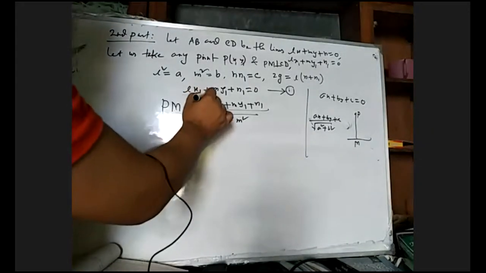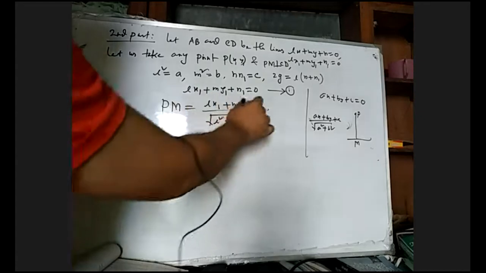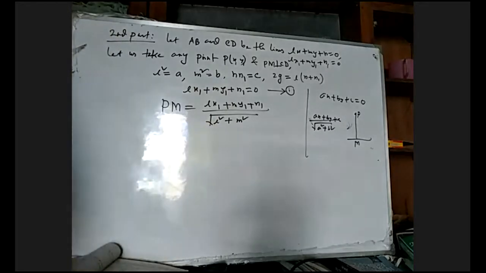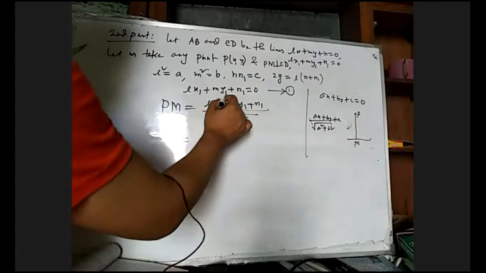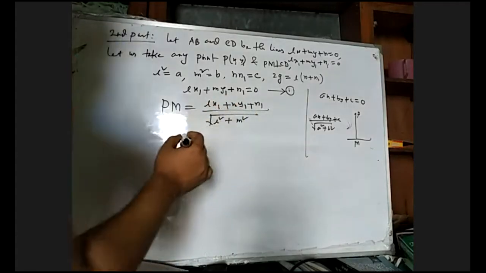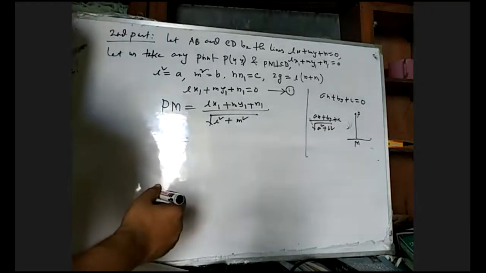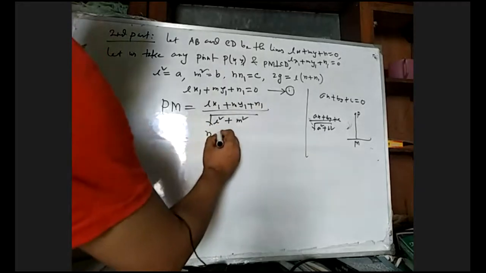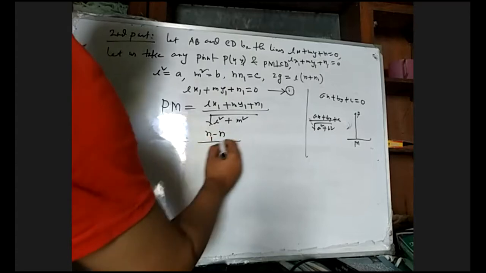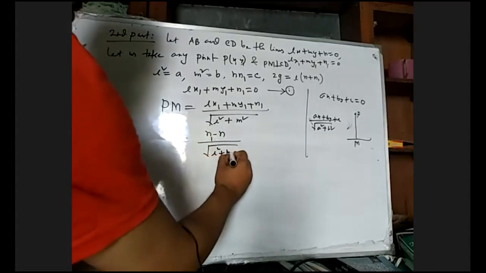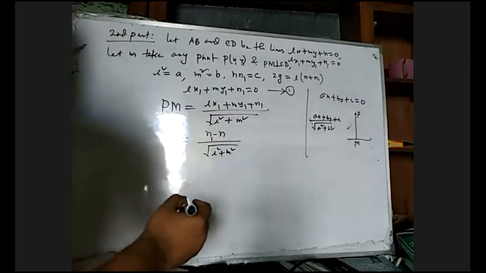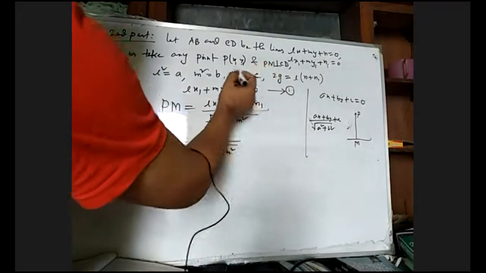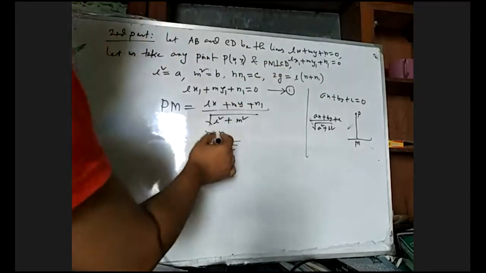So the second line is lx1 plus my1 plus n1. So the perpendicular distance will be this line divided by square root of x coefficient square plus y coefficient square. Okay, now this can be written as n1 minus n divided by square root over l square plus m square. This will be lx plus my, lx plus my what was? n minus n. Okay, this is y minus n.